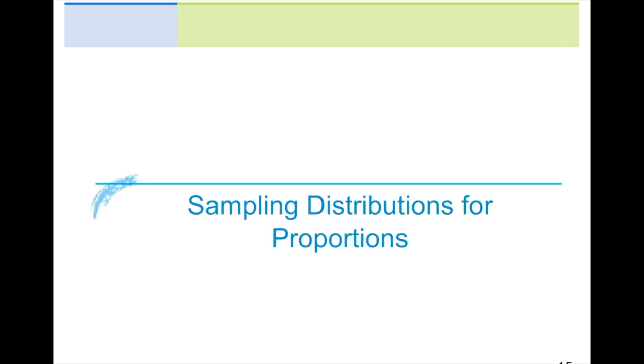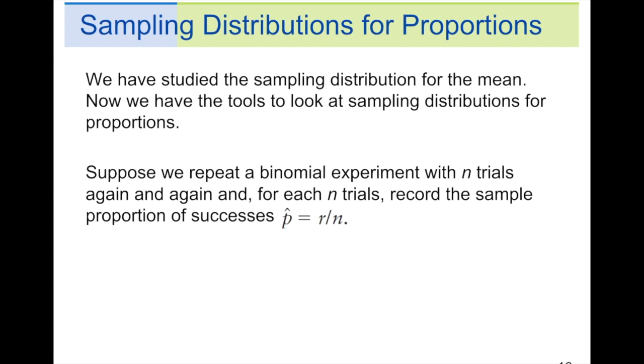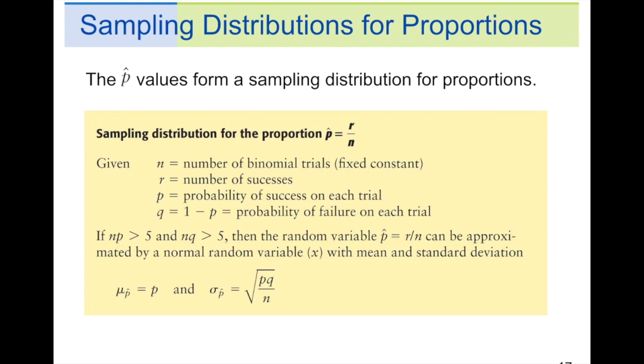Sampling distributions for proportions. We have studied the sampling distribution for the mean. Now we have the tools to look at sampling distributions for proportions. Suppose we repeat a binomial experiment with n trials again and again, and for each n trials, record the sample proportion of successes, p hat equals r over n. The p hat values form a sampling distribution for proportions.